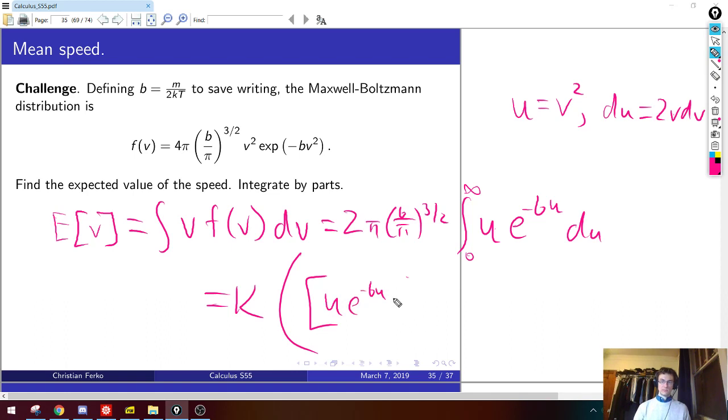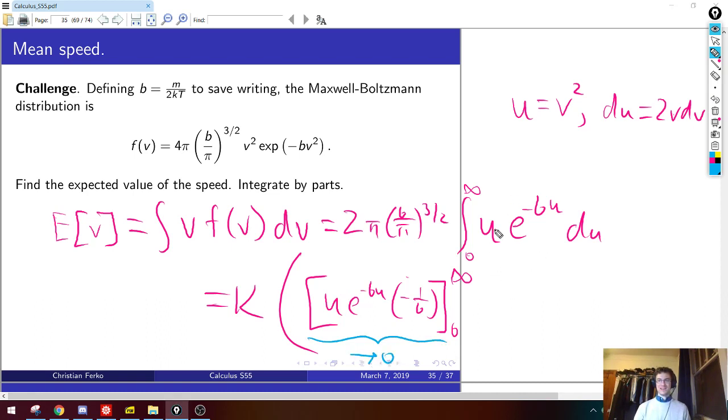Divided by, well, times 1 over negative b. But I claim something nice happens. Before even moving on to the integral, what happens to this term when you plug in the endpoints? At infinity, it goes to 0, since e to the negative bu goes to 0 much quicker than u goes to infinity. And at 0, we have 0. So this whole term goes to 0, which is very nice.